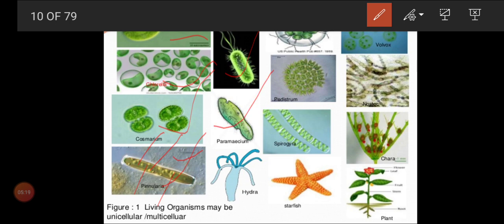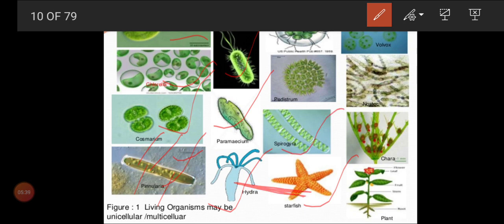Paramecium, lady's shoe slipper shaped. This is also single cellular. Hydra, multicellular, but we can see many spaces. Organ, tissue level of organization, Hydra. And starfish, tissue to organ level of organization. Multicellular, this is an example for multicellular, these two.